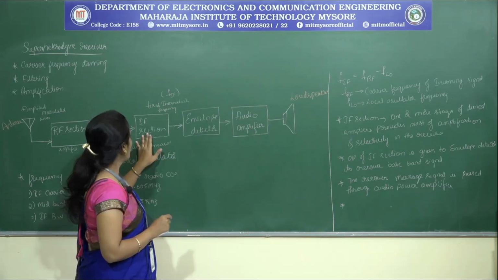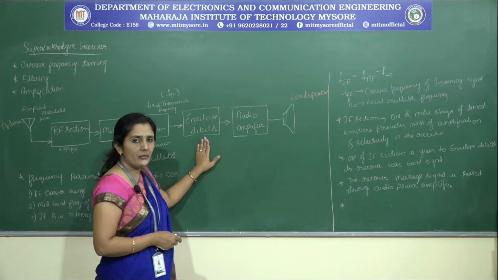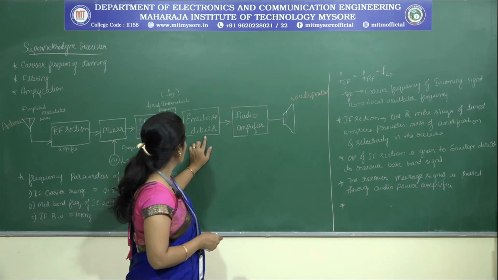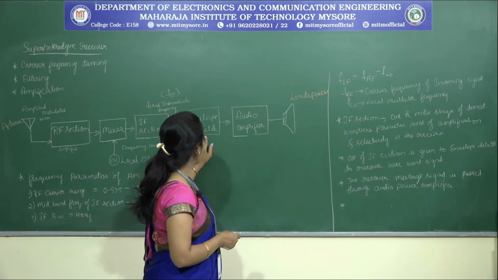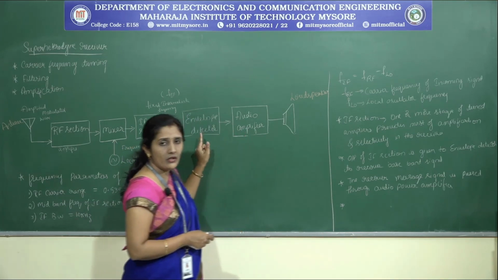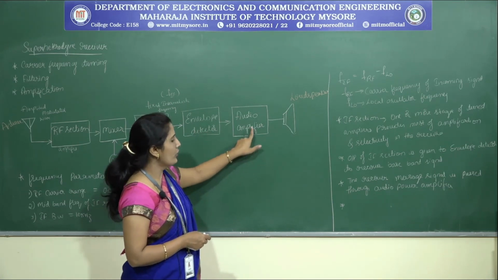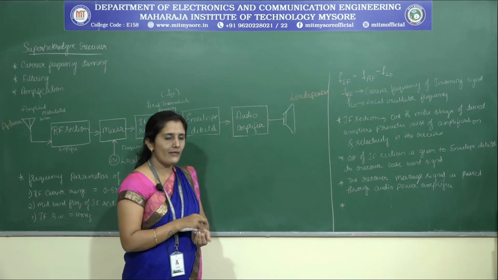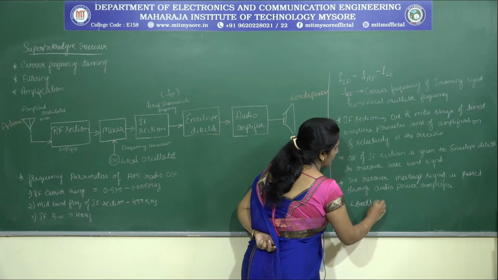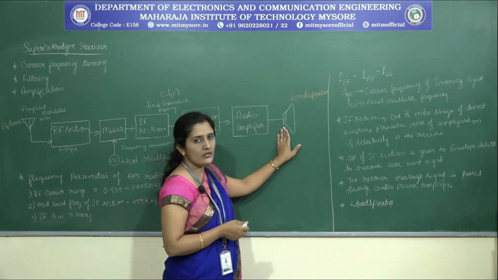The output of the IF section is given to the envelope detector in order to recover the baseband signal. This is called the demodulation stage. We recover the baseband signal at the envelope detector, and again we give that to the audio amplifier. Whatever recovered message signal we have got from the envelope detector is given to the audio amplifier, which is called the audio power amplifier. At last we feed that to the loudspeaker, so the message signal is given across the loudspeaker.